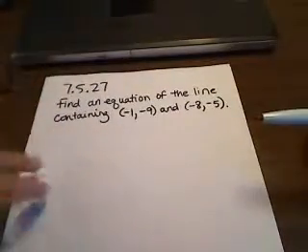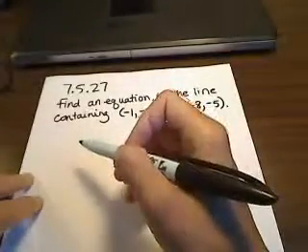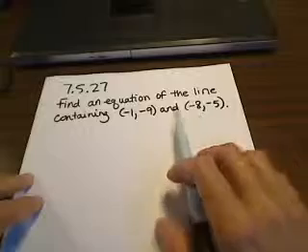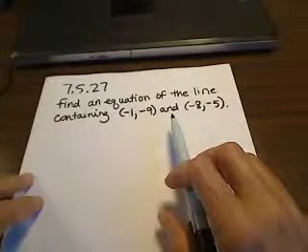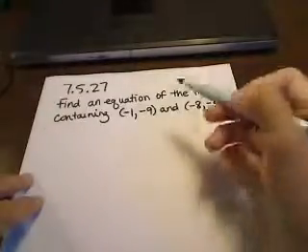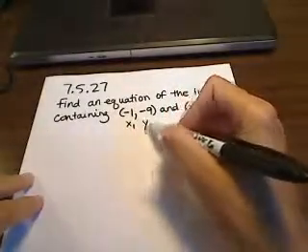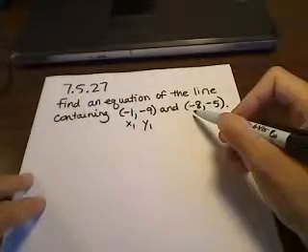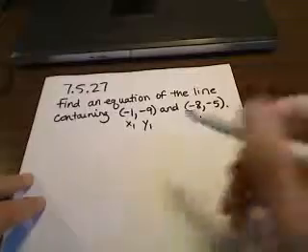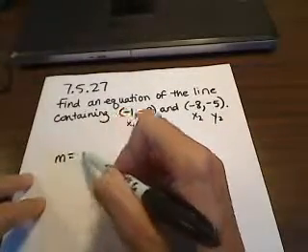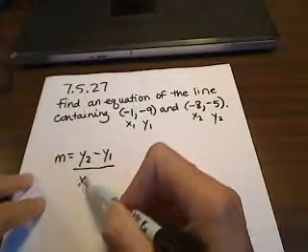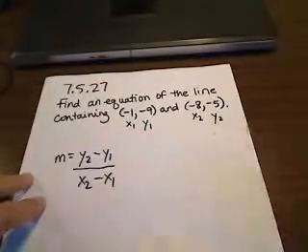What you're going to have to do for this problem is, first of all, find your slope. Find the slope between these two points. And then once you have that slope, you can use the point-slope equation to get the equation of the line. So what I'm going to do is label this point right here x1, y1, and this point right here x2, y2. Okay? And then my slope equation is y2 minus y1 over x2 minus x1.